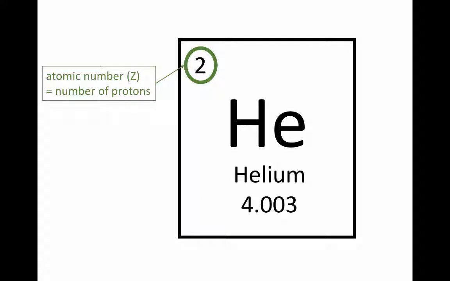So looking back at the part of the periodic table that describes helium, we see that up in the upper left corner we have our atomic number. There's the number 2. And that will always be the number of protons in that element.